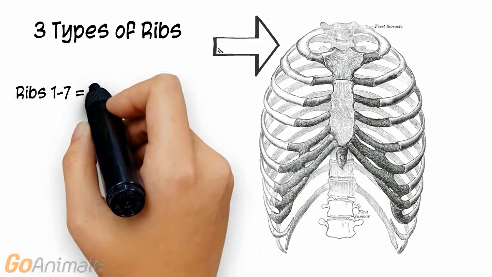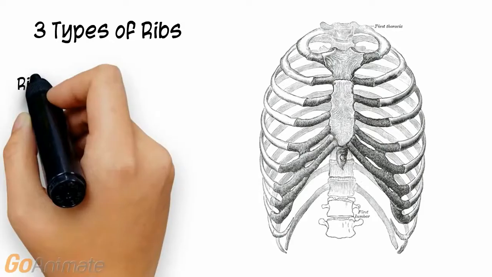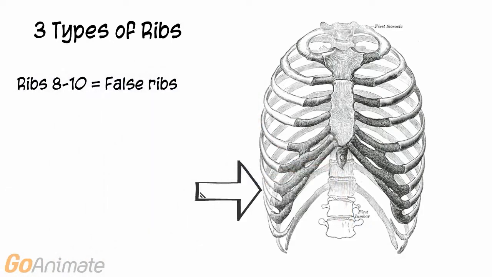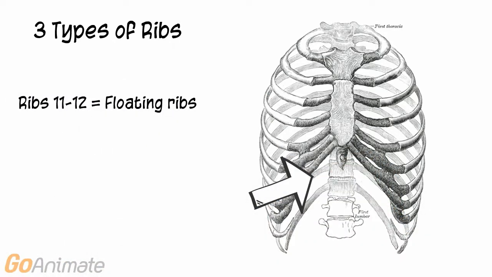There are 3 types of ribs. Ribs 1 through 7 are true ribs that attach directly to the sternum. Ribs 8 through 10 are false ribs, where the cartilage connects to the cartilage of the true ribs. Ribs 11 and 12 are called floating ribs, where they have no connection to the sternum.